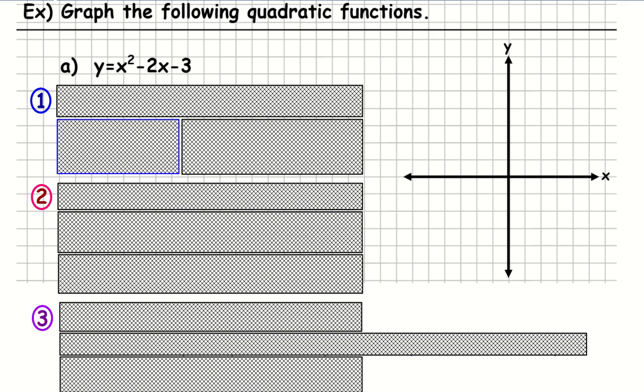So those are the basics of a parabola. You have the vertex, you have the axis of symmetry, and they can have maximums and they can have minimums. Now here's how we actually go about graphing.